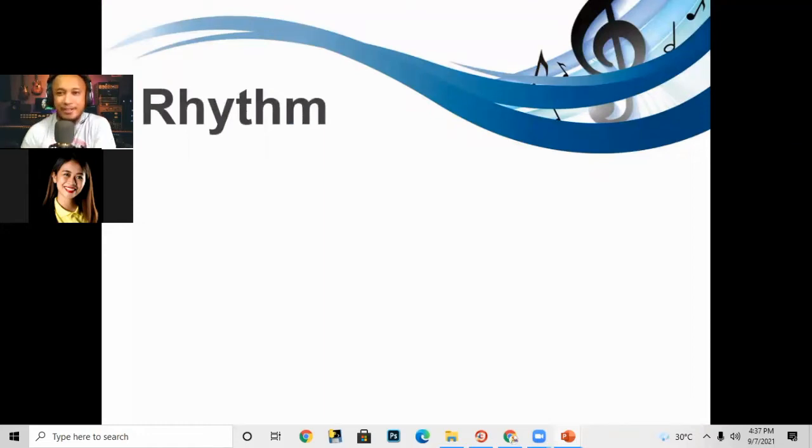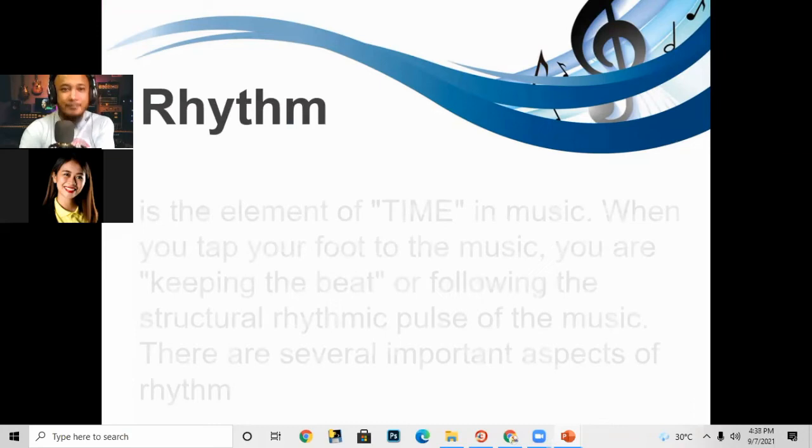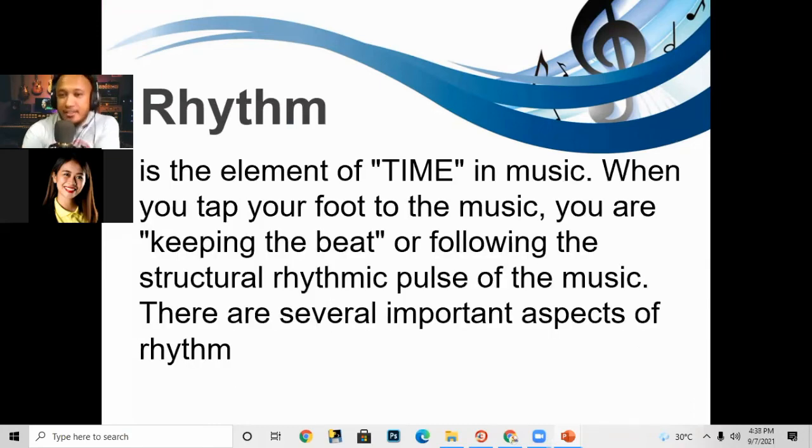We still have 3 more. Abutin tayo. So, rhythm is the element of time in music. When you tap your foot to the music, you are keeping the beat. So, nagbibeat yung paa mo. 1, 2, 3, 4, 1, 2. Or following the structural rhythm pulse of a music.